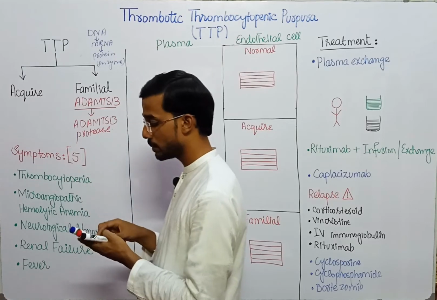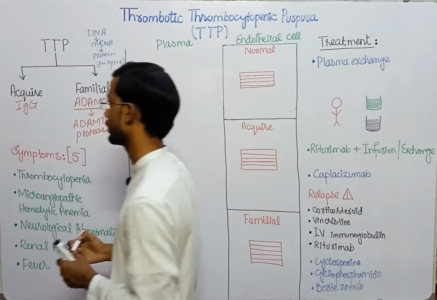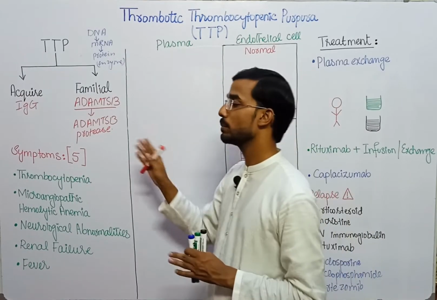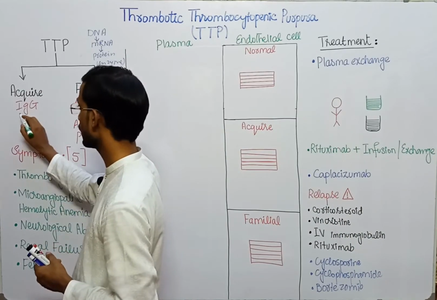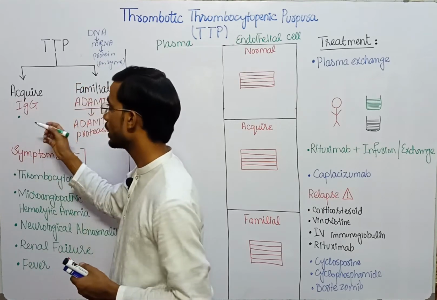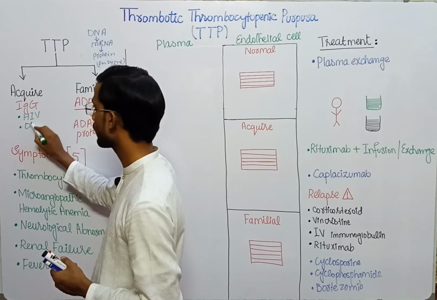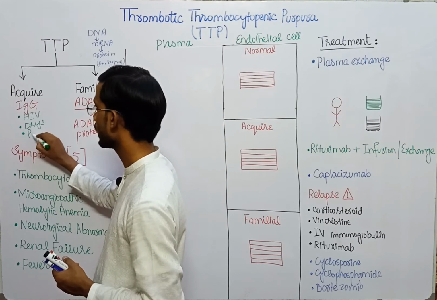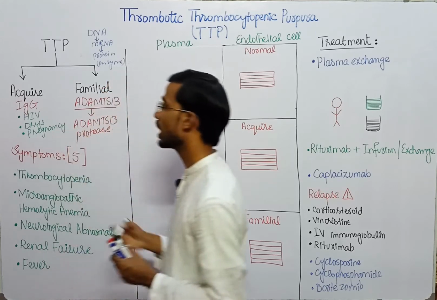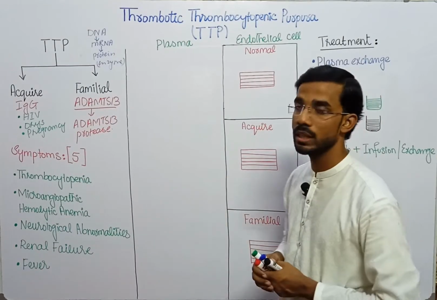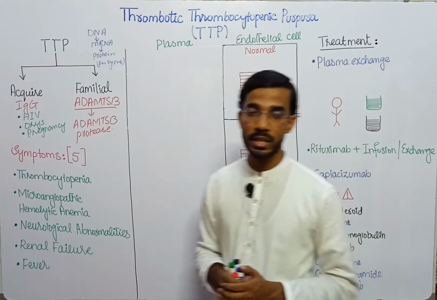In the acquired form, it can be due to the presence of IgG antibodies. These affect the ADAMTS13 protease enzyme. It mostly happens in different situations. TTP occurs in HIV infection, in the use of several drugs, and in pregnancy. So these are the situations after which you can see TTP, thrombotic thrombocytopenic purpura. Now we will see its mechanism.